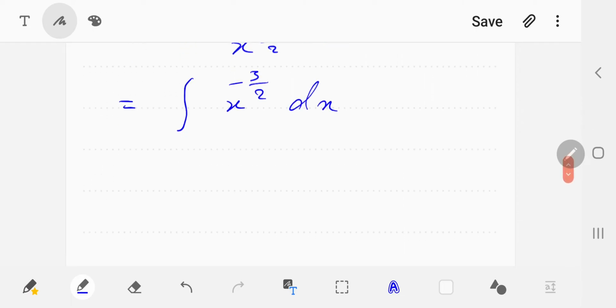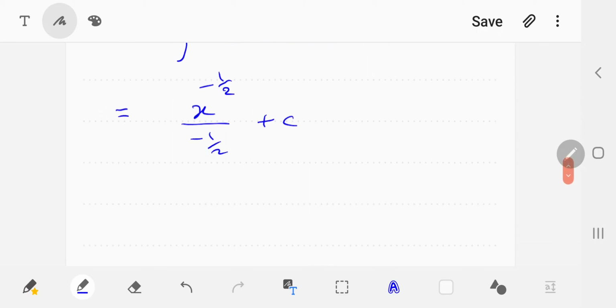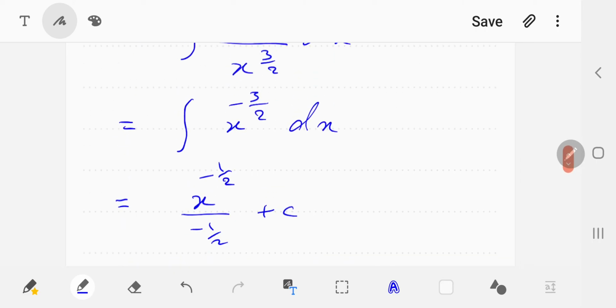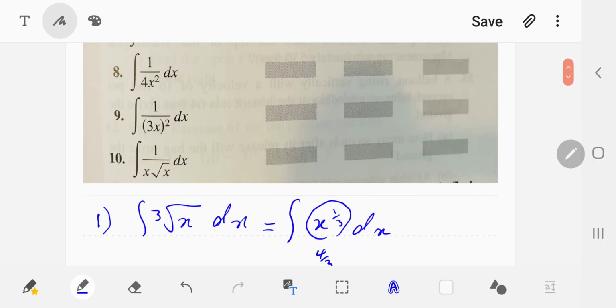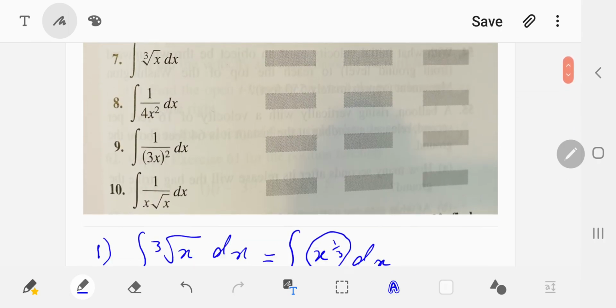Now it's a power again, so the power rule will give you x to the power of negative 3 over 2 plus 1, that's negative half, over negative half, plus c. Simplify this, the negative half will be negative 2 over x to the power of half, so x to the power of 1 over 2, plus c, and that's it. Rewrite, integrate, then simplify. Why do we need to rewrite? To make it look like one of the rules.